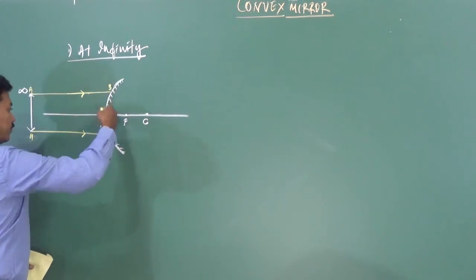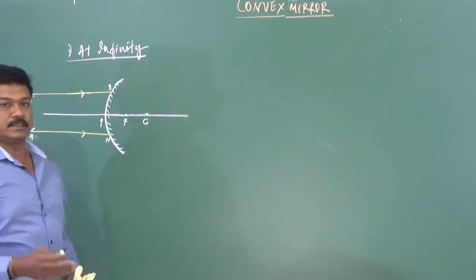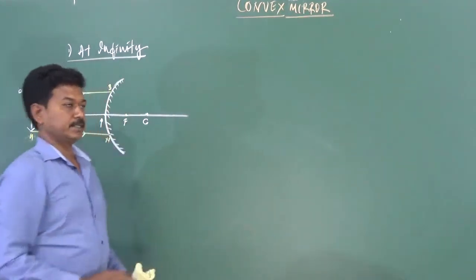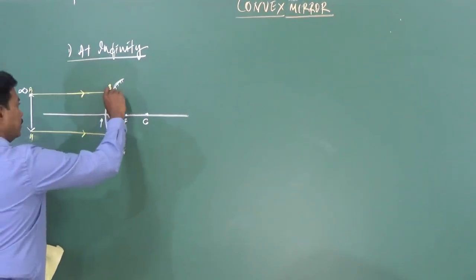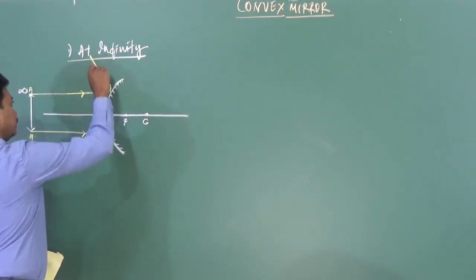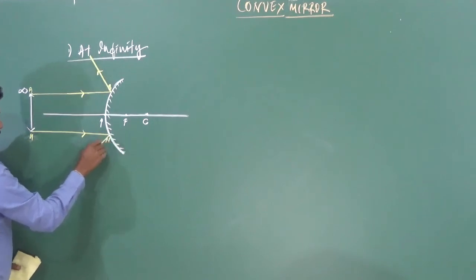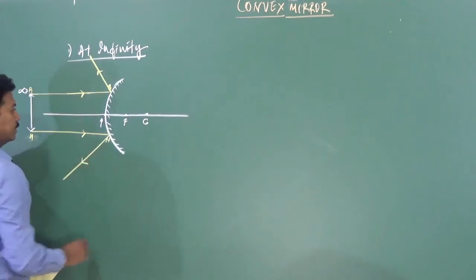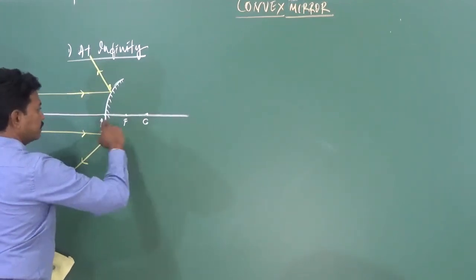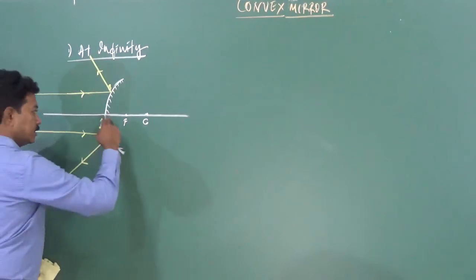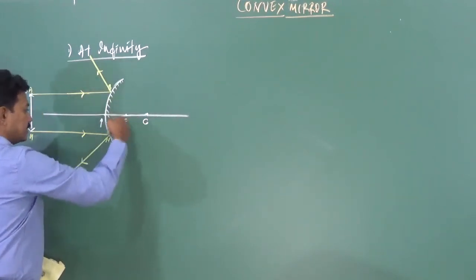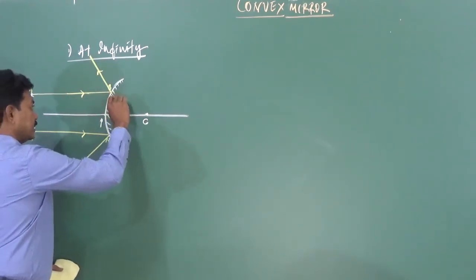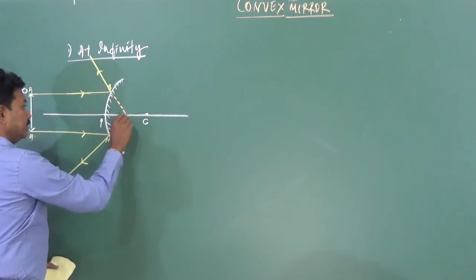So when they fall on the mirror, we know the basics. These light rays, when they fall on a convex mirror, are going to get diverged. So this is the diverging light ray. Here it is the diverging light ray. So after reflection it gets diverged. But if you stand at a point on the principal axis and look at these diverging light rays, they appear as though they are starting from this point.